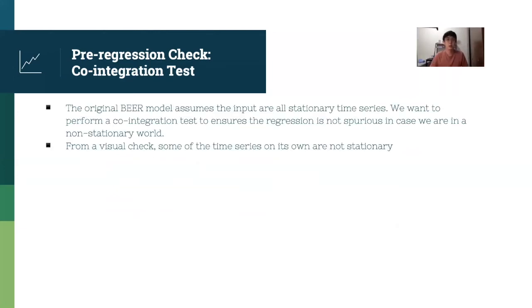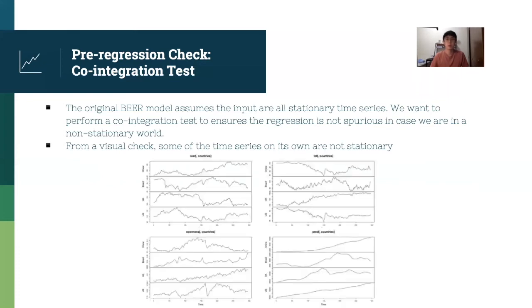Since the original BER model assumes that the inputs are all stationary time series, we want to perform some checks to make sure our grounds are the same. First, we plot all the factors for each country we're interested in. In the plot below, even without using the ADF test, we can see some of the time series are non-stationary.